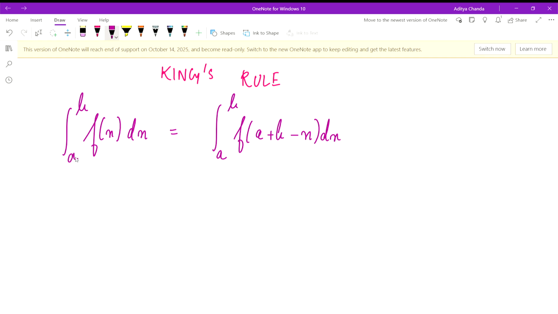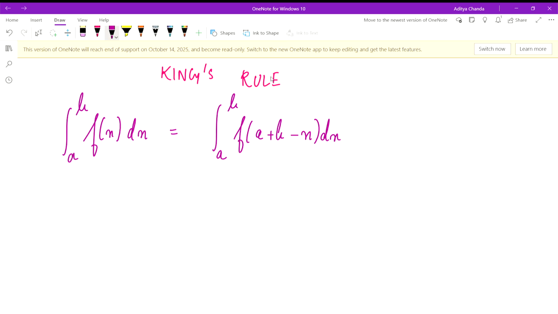Hello, good evening everyone. This is King's Rule from your class 12 definite integration chapter. Very important topic for your upcoming board examination and JEE Mains. Suppose we have an integral whose lower limit is a, upper limit is b, and we have this function f of x over here.